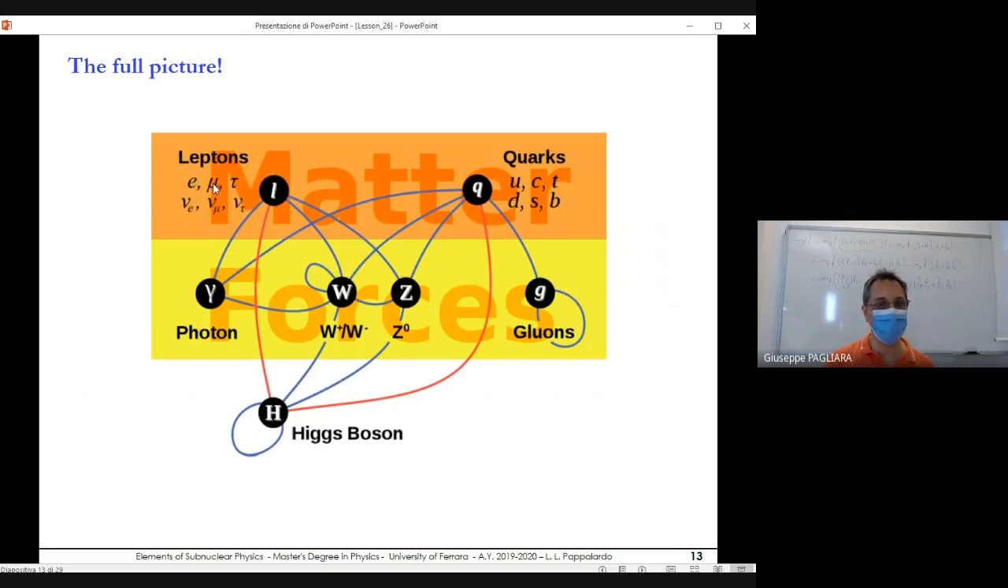So the leptons are either charged or neutral. Let's for the moment forget about neutrinos. This will be studied next week. Charged leptons interact electromagnetically and also through the W and the Z, so weakly, in neutral current and in charged current. The quarks do the same because they have electric charge, so they interact electromagnetically. They also interact weakly, as we've seen, through the Z and the W, and they can also interact strongly with the gluons.